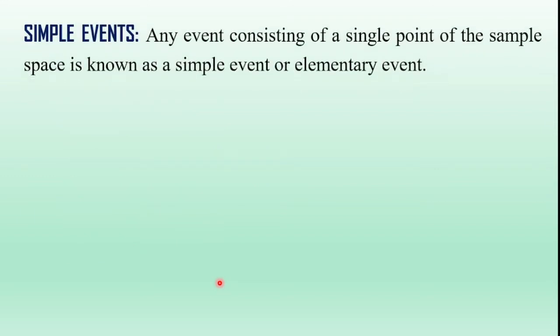And what is a simple event? Any event consisting of a single point of the sample space. And what is the sample space? The sample space is a set that consists of all possible outcomes of a random experiment. Any event consisting of a single point of the sample space is known as a simple event or elementary event.